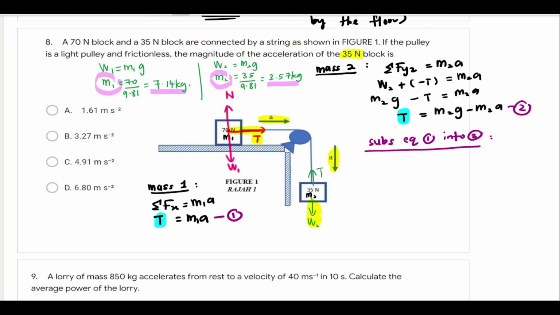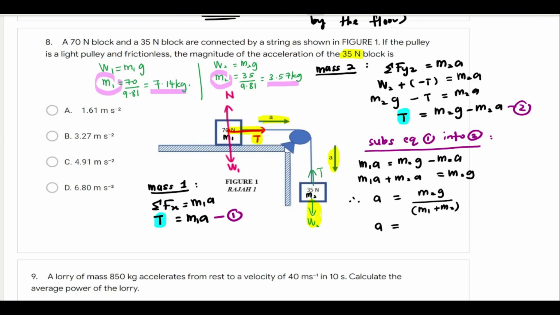Okay, so let's calculate acceleration. Okay, kita substitute equation 1 ke dalam equation 2, kita akan dapat, sekejap ya, M1A equal to M2G minus M2A. We try to rearrange that equation, so kita akan dapat M1A plus M2A equal to M2G. Therefore, A is equal to M2G over M1 plus M2. Okay, so M2 kita dah ada, M1 kita dah ada, so we can solve this problem. M2G adalah weight untuk mass 2, 35 tadi. Okay, ini adalah W2. Okay, so M1 kita dah kira 7.14, M2 3.57. Finally, acceleration is equal to 3.27 meter per second squared. Okay, so the answer is B.